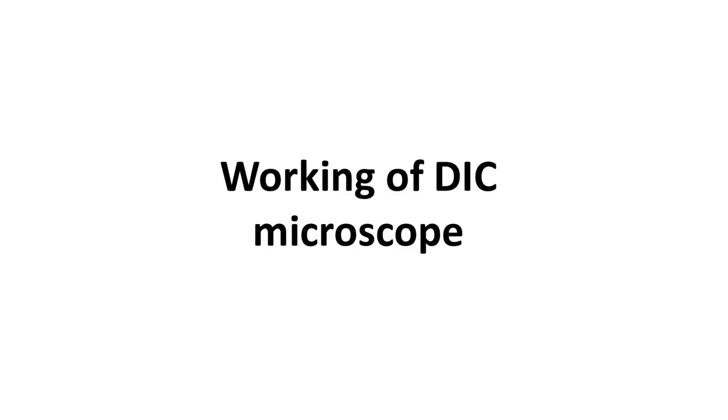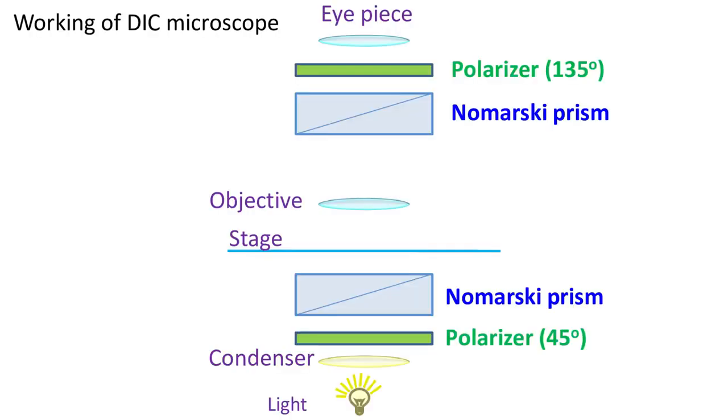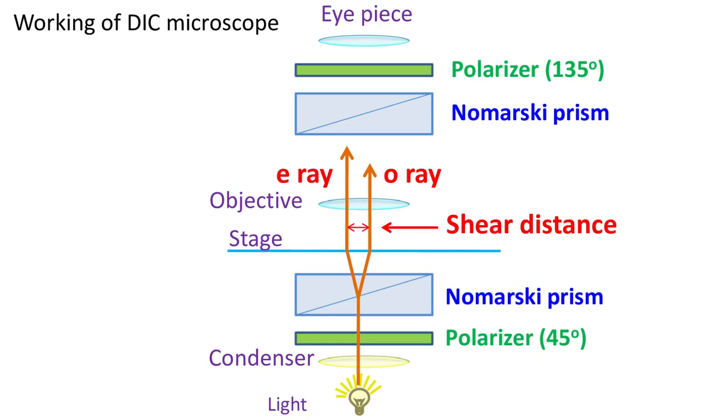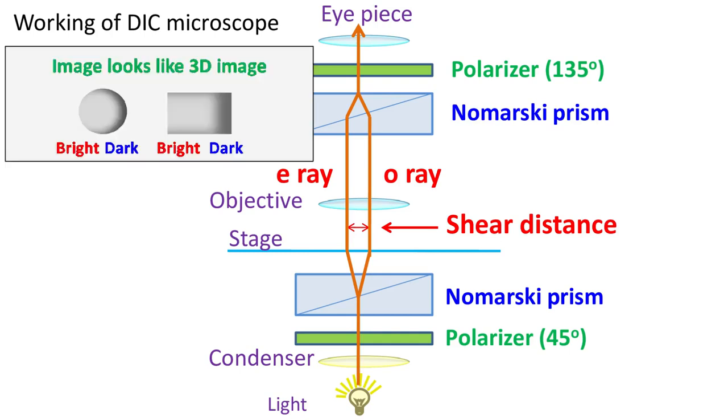Now let's see the working of the DIC microscope. The light from the condenser enters the polarizer and gets split into E-ray and O-ray by the Nomarski prism. The distance between the E-ray and O-ray is also known as the shear distance. The E-ray and O-ray further travel through the specimen and encounter the second Nomarski prism. The second Nomarski prism again combines the E-ray and O-ray into a single ray, which then passes through the analyzer and finally the eyepiece. The image that you obtain looks like a 3D image, where one side of the image is bright while the other is dark.